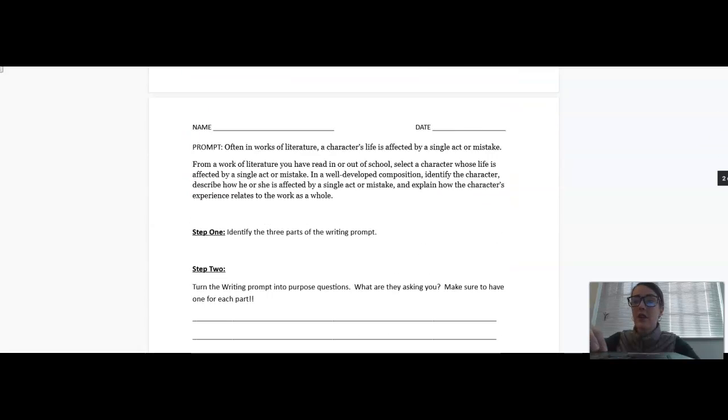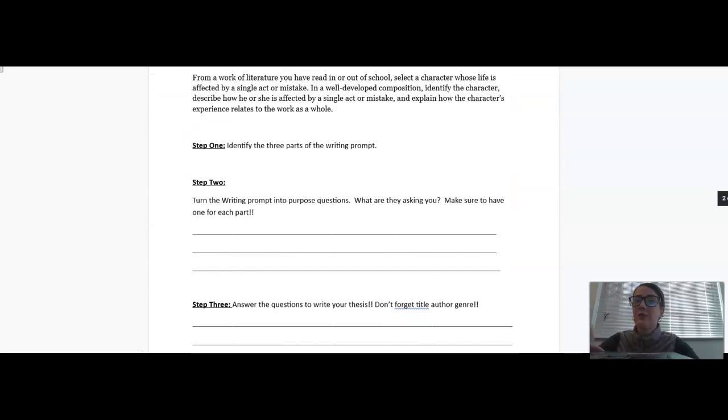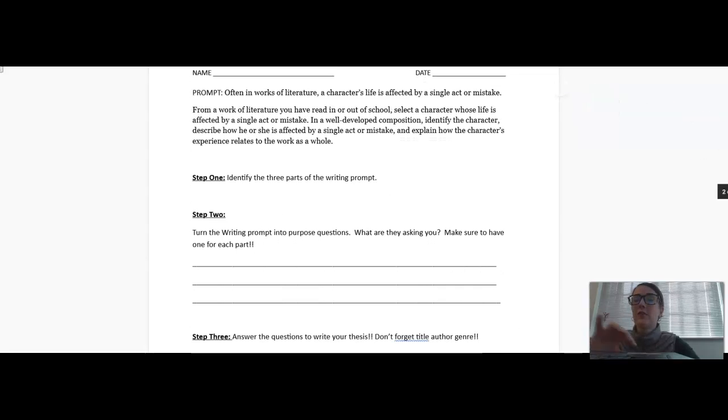So now we're going to practice one together. So here's a new prompt. Let's read this one together. Often in works of literature, a character's life is affected by a single act or mistake. From a work of literature you have read in and out of school, select a character whose life is affected by a single act or mistake. In a well-developed composition, identify the character, describe how he or she is affected by a single act or mistake, and explain how the character's experience relates to the work as a whole.